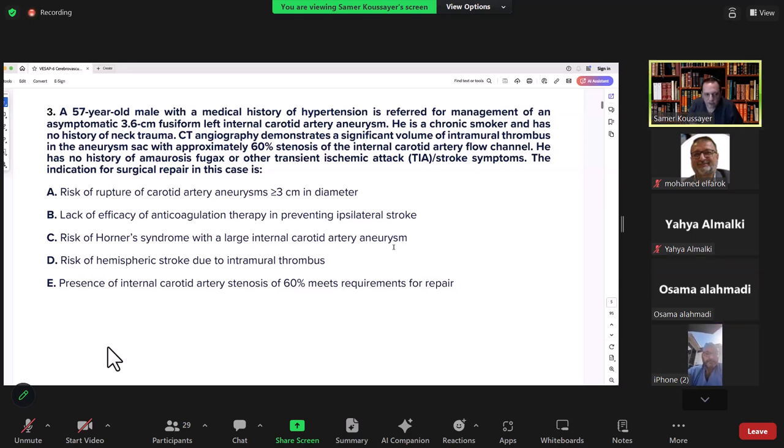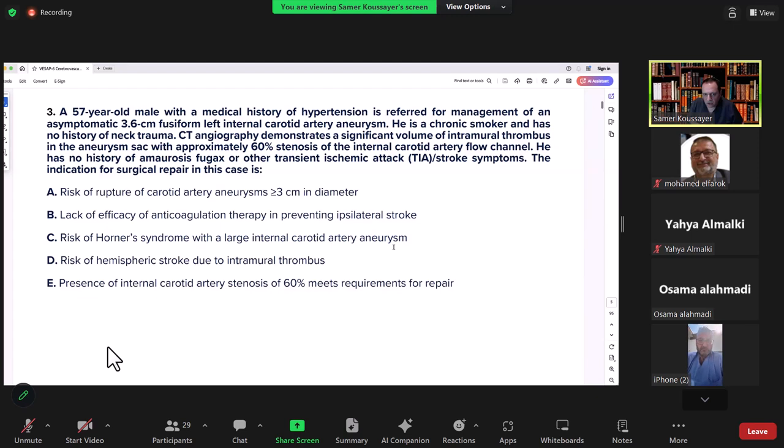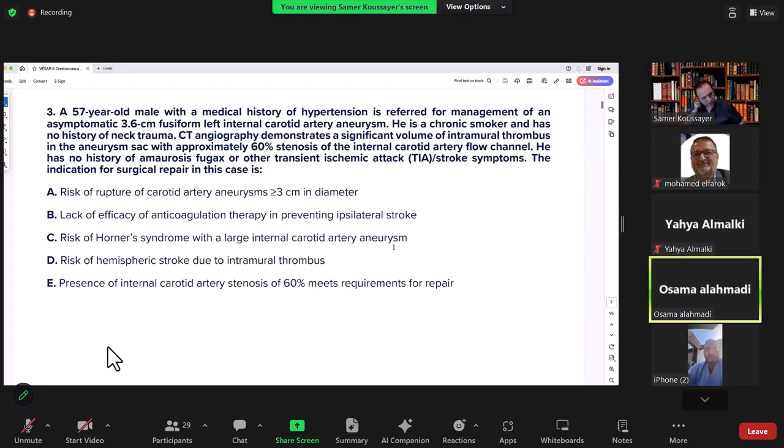Well, let's say the internal carotid artery stenosis is only 20%. The same patient has only 20% internal carotid stenosis. Are you going to tell him, no, you don't need the surgery because stenosis is only 20%? No, the first thing I ask is symptomatic or asymptomatic. Like this one, a 3.6 centimeter aneurysm is asymptomatic, and this aneurysm is causing only 20% stenosis. Either way, I will take the patient to the OR because the risk of embolization is also high.